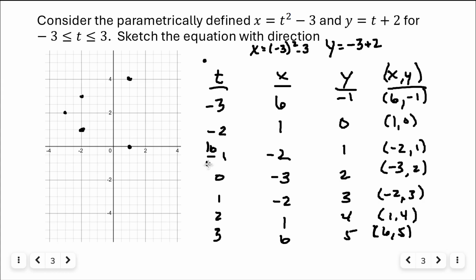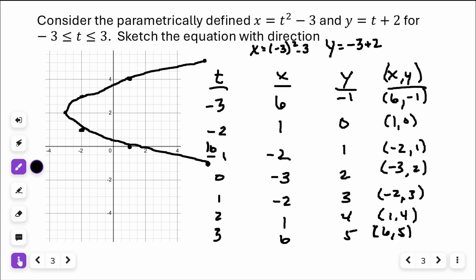Now, if I connect all these points, it makes a curve. This curve is called the plane curve. All right. There it is. Now, notice a couple things about it. This thing is not a function, right? It doesn't pass the vertical line test at all, okay? But now what I want to do is sketch the equation. So we did that, but it says to sketch the equation with direction. So what does that mean?